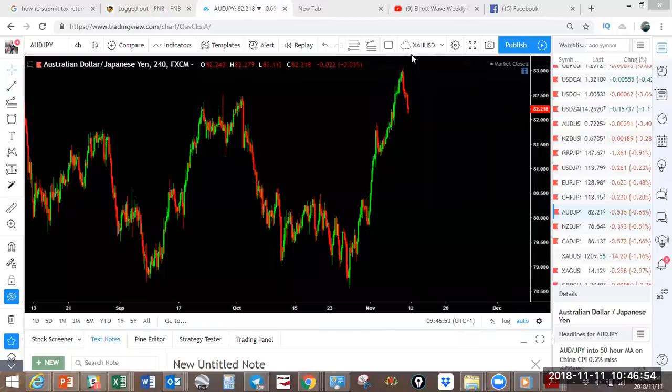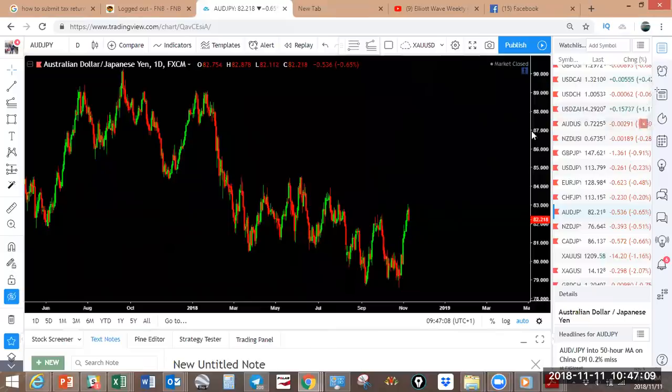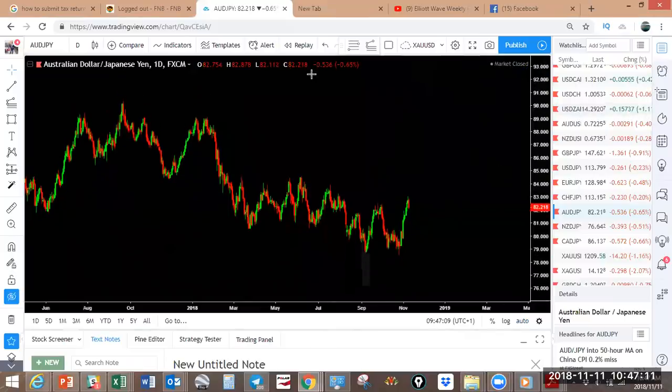Now, AUD JPY. So these pulsing moves to the downside don't mean anything until you get a corrective structure. Wait for a corrective structure, at least a 3-wave pullback. Even if it doesn't give you a 3-wave pullback, let's just look at the daily one over here quickly. This can just start correcting here.